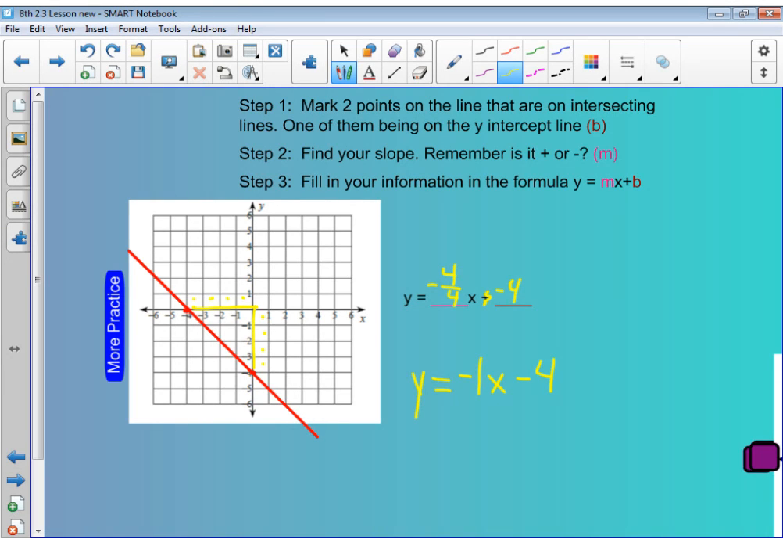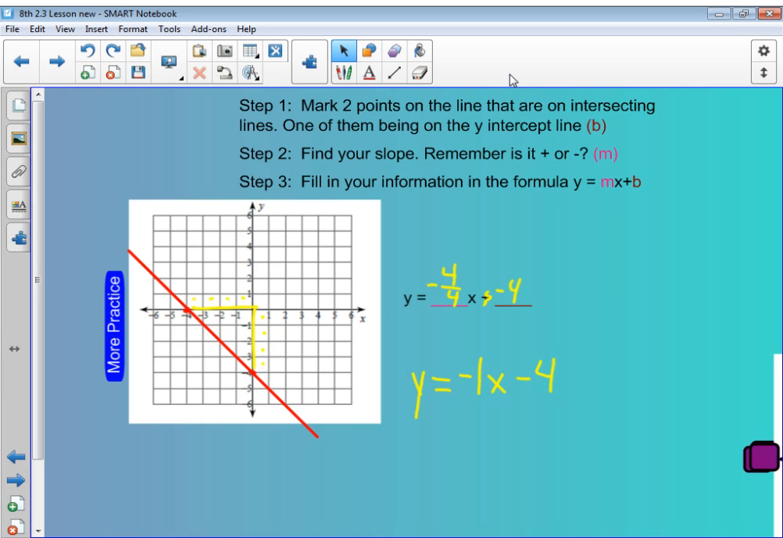So you should have ended up with a final answer of y equals negative 1x minus 4, because our slope here was 4 over 4, using the 2 points that I identified, which then reduces down to 1, and that was a negative line. So y equals negative 1x minus 4.